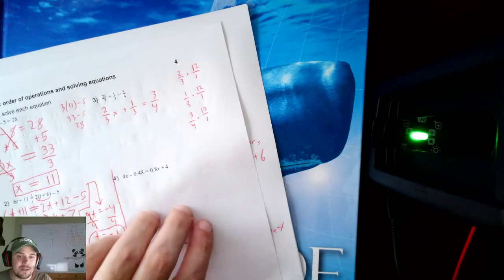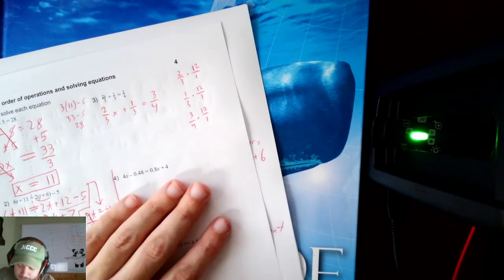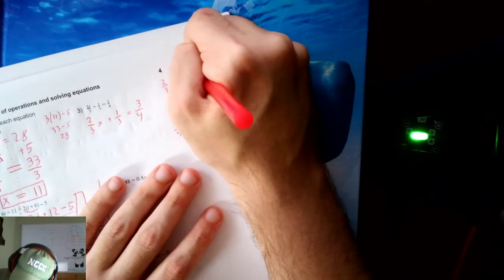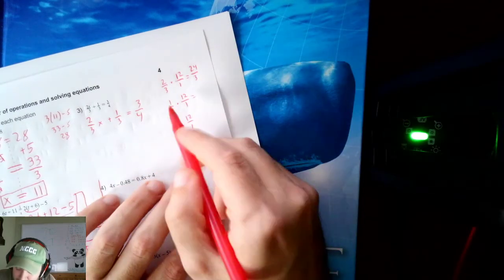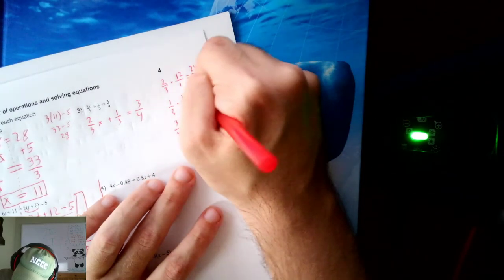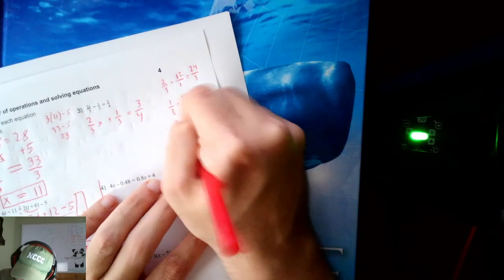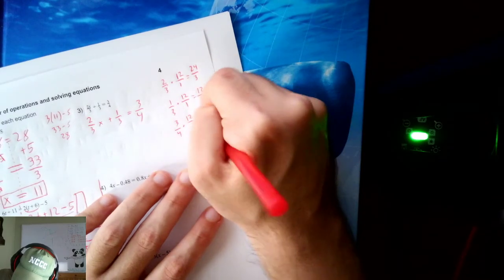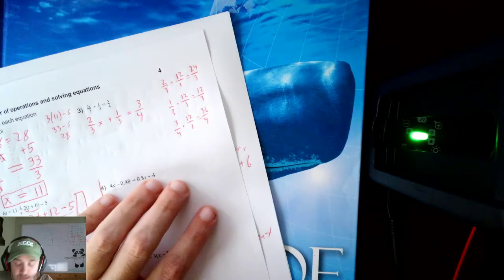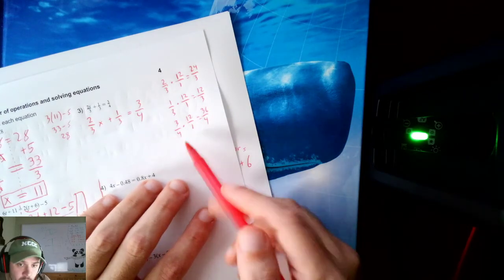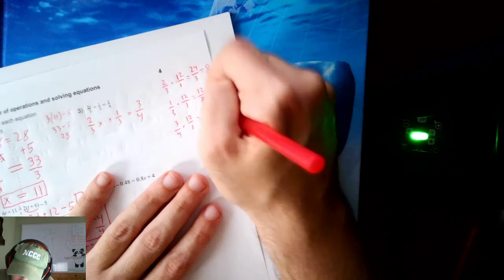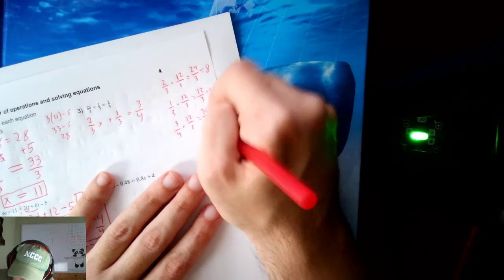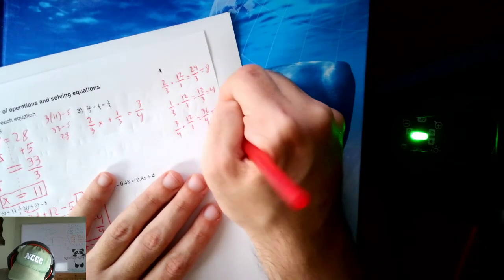So I'm going to multiply them by 12 over 1 because this will give me 24 over 3. The second one will give me 12 over 3. And the last one would give me 36 over 4, right? When I multiply each one by 12 over 1. Now notice what happens. 24 divided by 3 is 8. 12 divided by 3 is 4. 36 divided by 4 is 9.